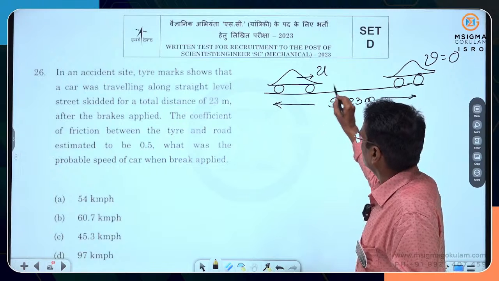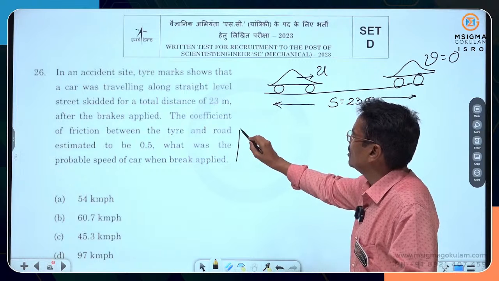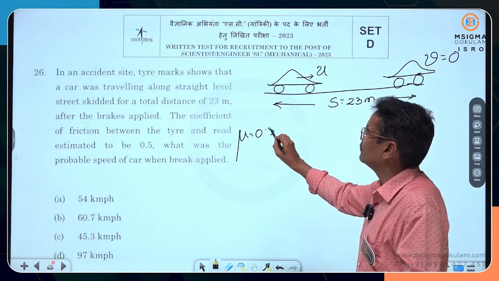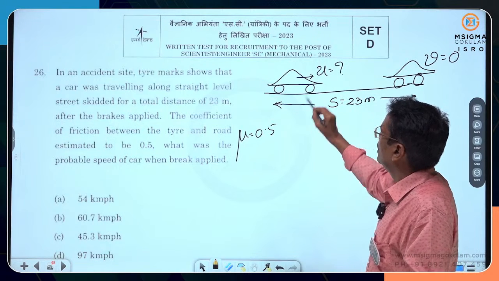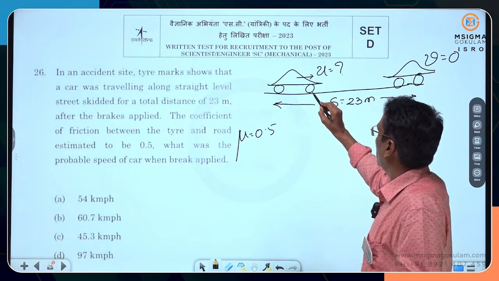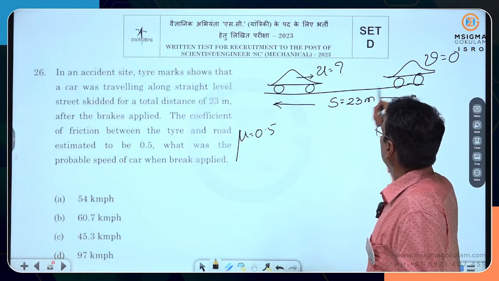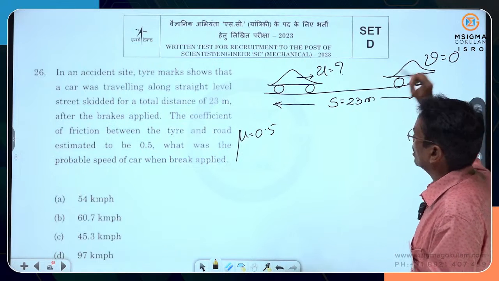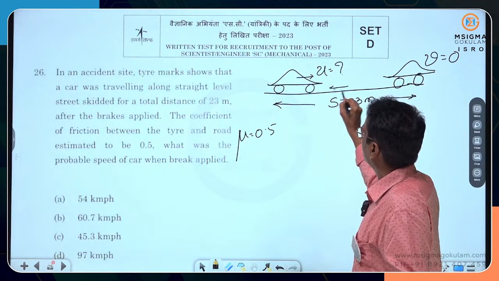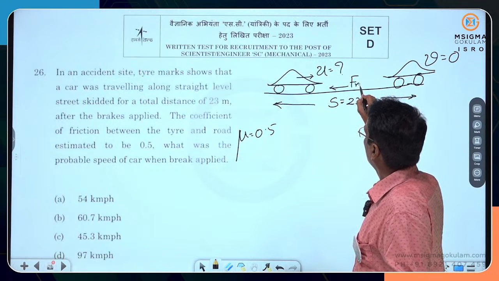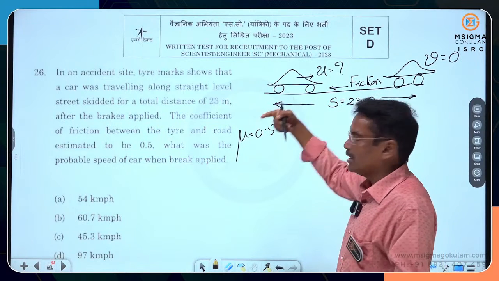Coefficient of friction between the tire and the road is estimated to be, mu is given as 0.5. What was the probable speed of the car when the brakes were applied? Car is moving, suddenly brakes were applied. After covering a distance of 23 meters, finally the car comes to a halt due to the frictional force acting. There is only one force that is acting on the car, that is the friction force. There is only one force acting along the travel of the car.